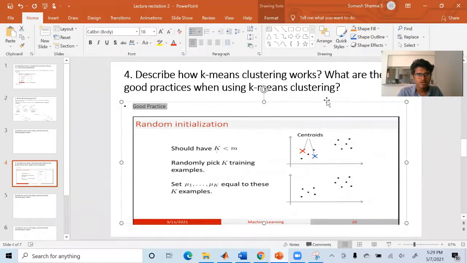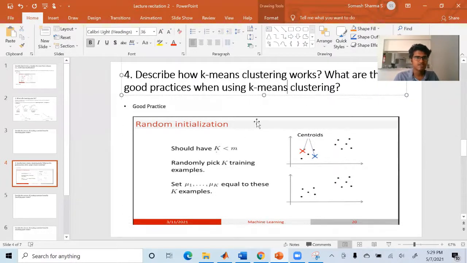Now we go into the second part of the question: what are the good practices when using k-means clustering. The main thing is that we randomly pick k training examples, noting that k should be less than m, and then we set mu 1 to mu k, which are the centroids, equal to these k examples. This is really a good practice in k-means clustering. So this finishes my answer. I'd like to stop my screen.